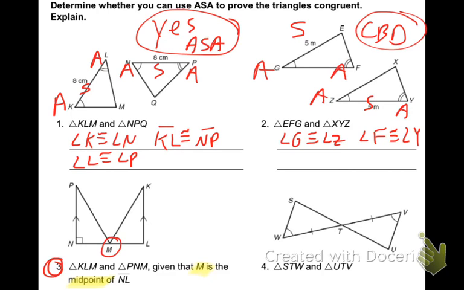So if M is in the middle, what do you know about NM and ML? Would everybody agree those two sides would have to be the same? Yeah. Okay, if it's in the middle, those two sides have to be the same. Now let's look at these two lines. Does everybody agree those two lines are parallel?